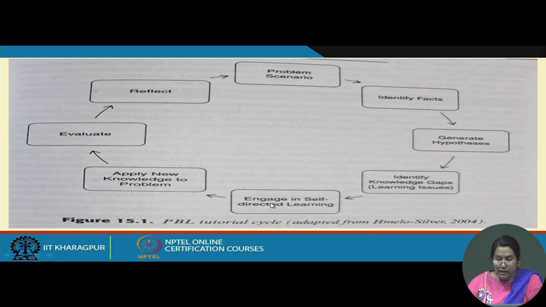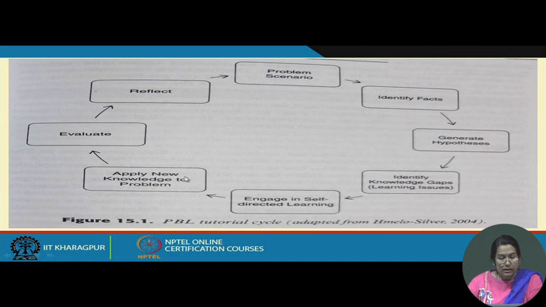From there again, engage in self-directed learning. As we have already discussed, we have to engage in active knowledge acquisition learning, engage in self-directed learning, and construct and reconstruct our own knowledge. Thereafter, apply the new knowledge to the problem, whatever solution we get and the strategies we formulate.